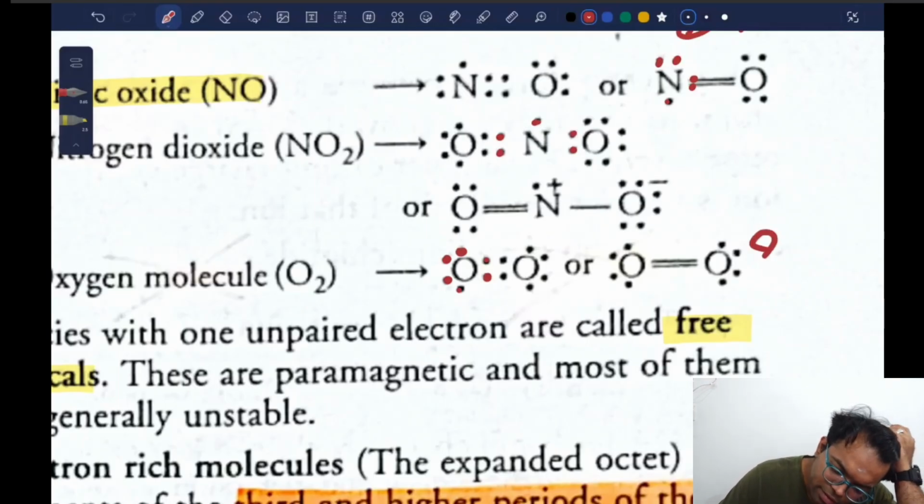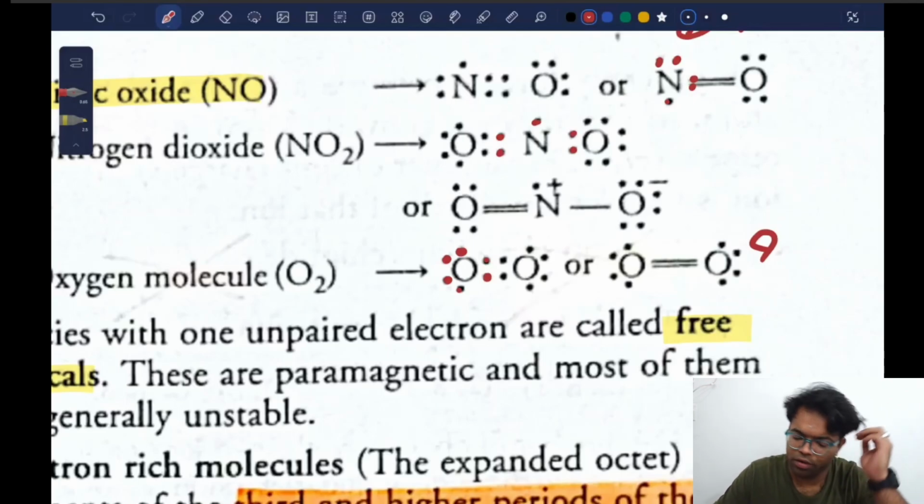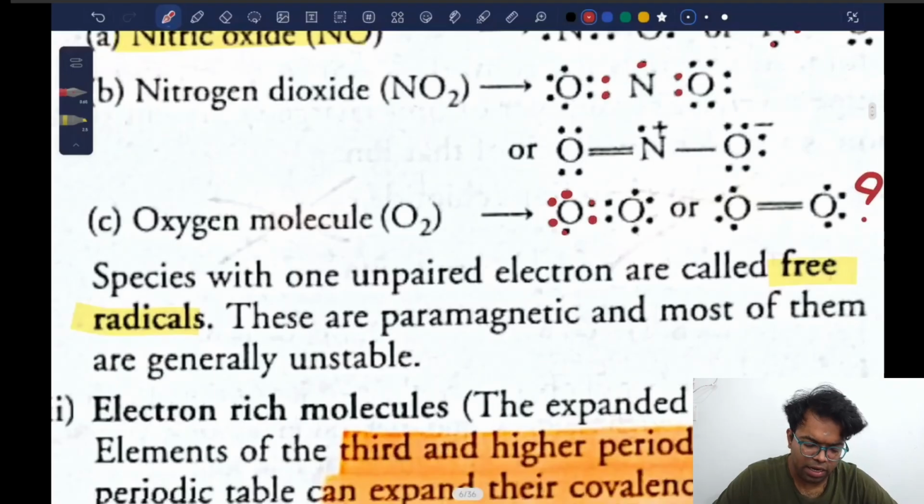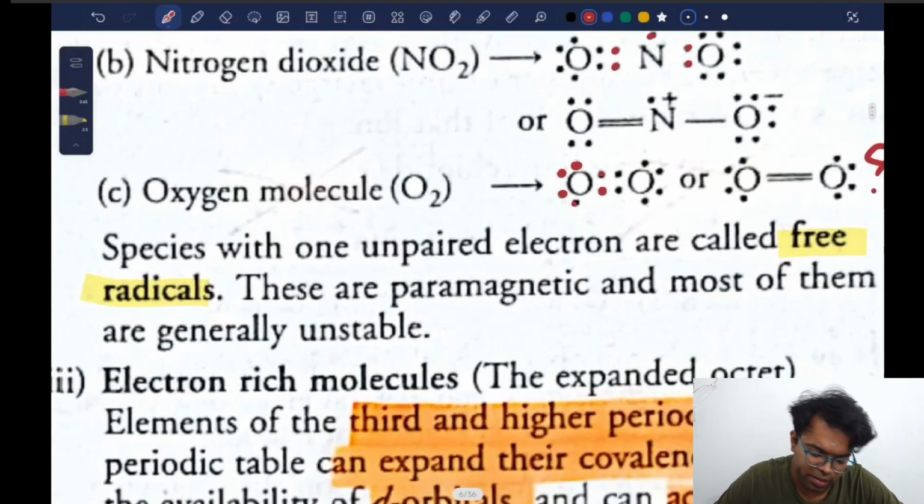I'll explain this in the next class. I think it should be ozone, not oxygen. Ozone has an odd number of electrons, but oxygen does not, I guess. Anyways, I'll explain. I'll see. I think it's a mistake here.